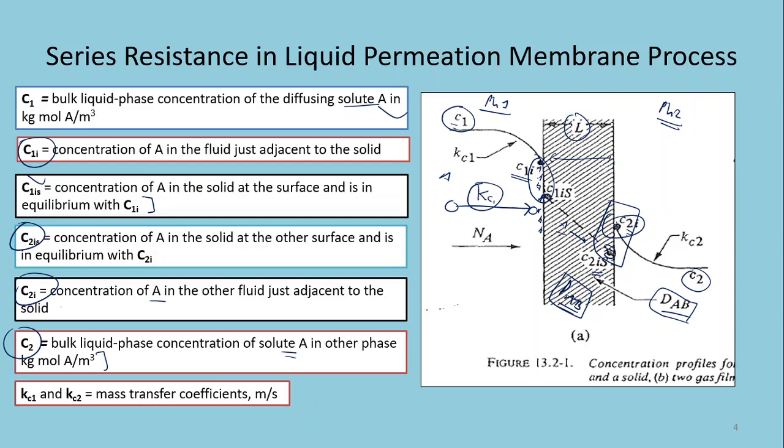The material A is transferred from the bulk phase to the adjacent of the solid phase. So Kc1 is the mass transfer coefficient. Similarly, the concentration difference for the movement of A from the adjacent of the solid to the bulk of the liquid phase is denoted by Kc2, and so Kc2 is the mass transfer coefficient. So these two, Kc1 and Kc2, are the mass transfer coefficients in the liquid phase.